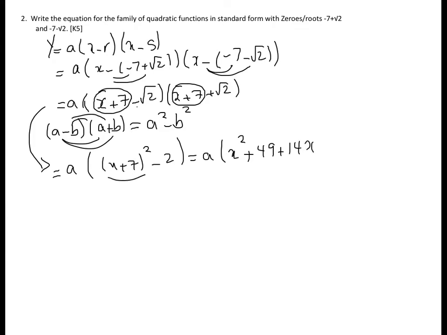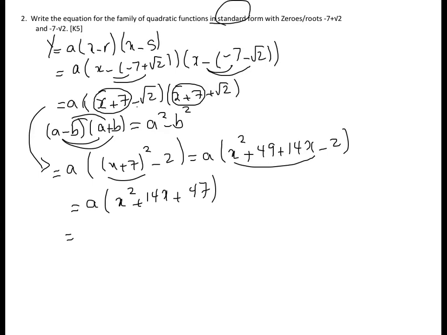If I expand this one, I get x squared plus 14x plus 49, minus 2, which is a times (x squared plus 14x plus 47). Now if I distribute this one inside the bracket, because I have to express it in standard form, I'm going to get ax squared plus 14ax plus 47a. So this is the answer.